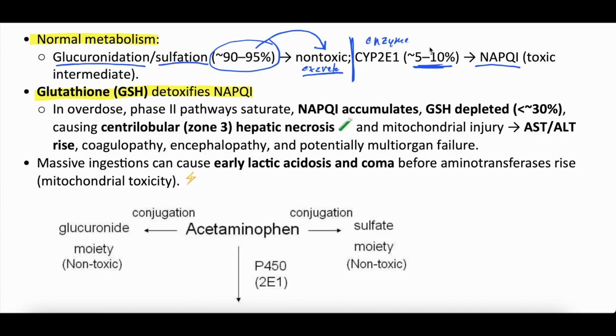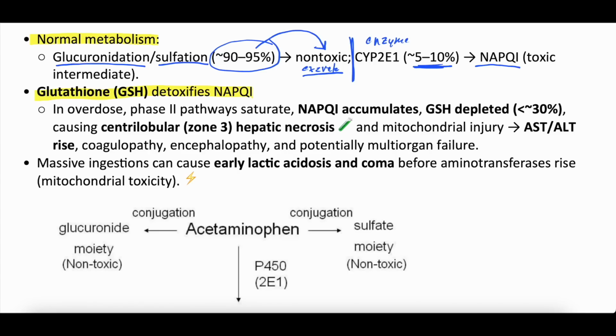Normal metabolism: a small percent, 5 to 10%, gets metabolized by CYP2E1. Acetaminophen is metabolized through the CYP2E1 pathway into NAPQI, a toxic metabolite. But in folks with a normal metabolism who did not take too much of the drug, that toxic metabolite, NAPQI, is detoxified by glutathione, and that's then detoxified into a non-toxic additional metabolite that's excreted out.